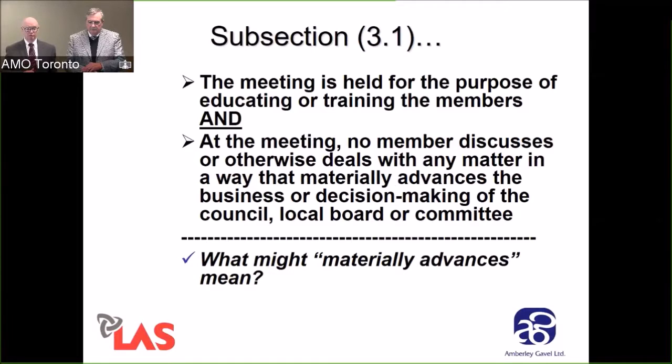First, it's held for education or training, and secondly, and this is the key part, that at that meeting, no member, that's members of council, that's not staff, no member discusses or otherwise deals with a matter in a way that materially advances the business. That's a tough test. That's a really high test to meet. If you're dealing with something in a closed meeting that's education and a member of council says, I'll never support this, I don't agree with that, and I hope you won't support it either, you've just crossed the line. You are now materially advancing the business of the municipality.